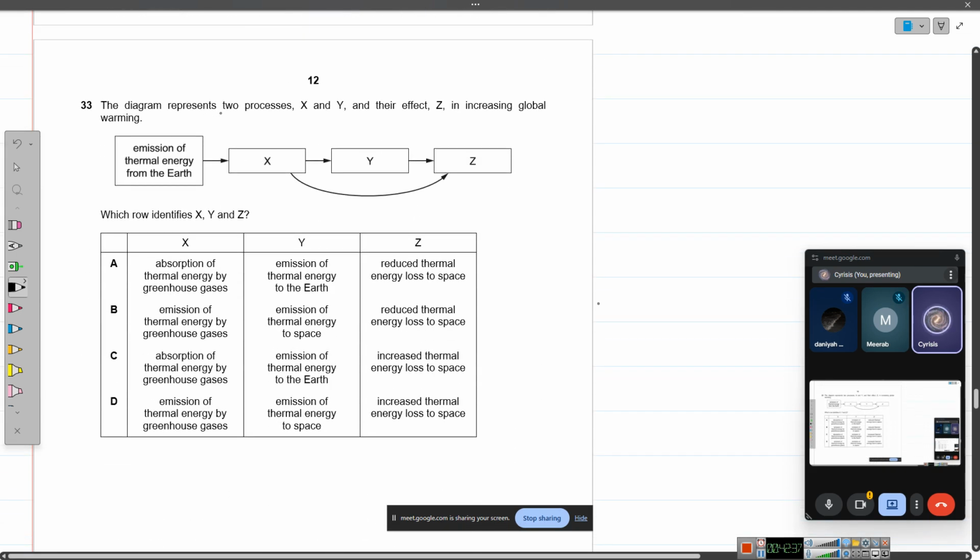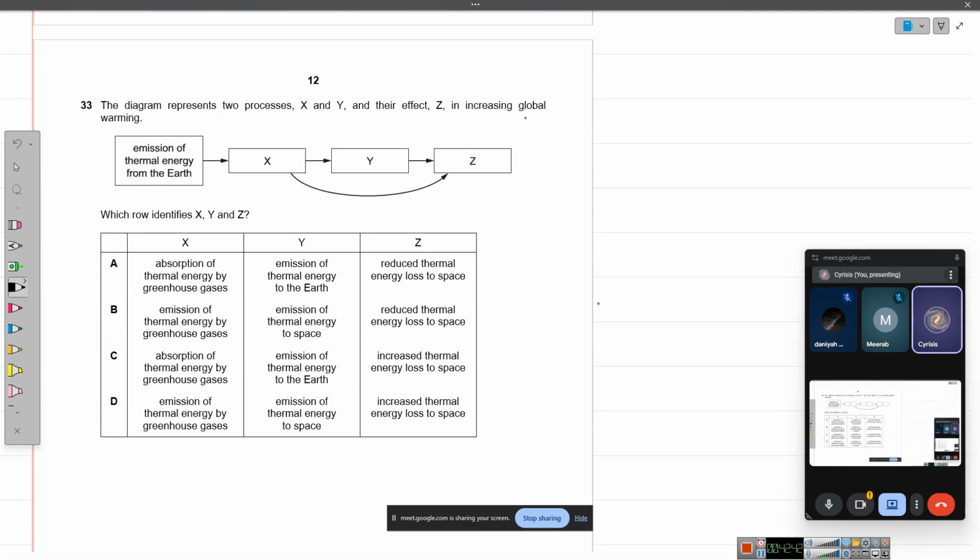Next, the diagram represents two processes X, Y, and their effect Z, in increasing global warming. Increasing global warming, so that means this is CO2. Emission of thermal energy from the earth does this and does this and does this.